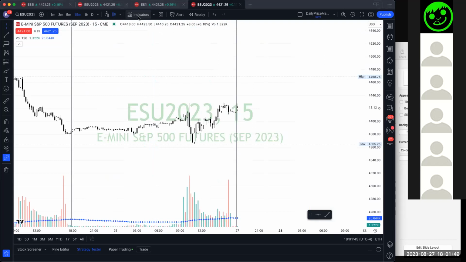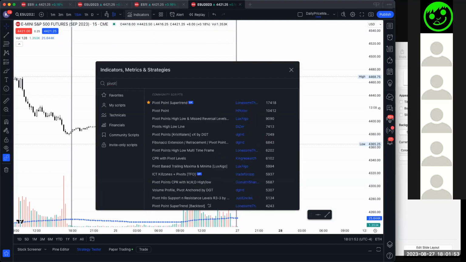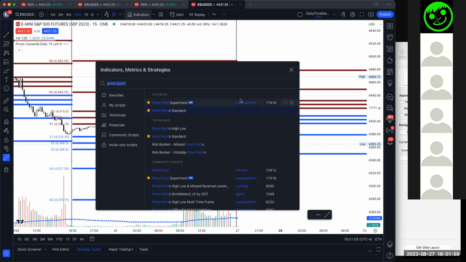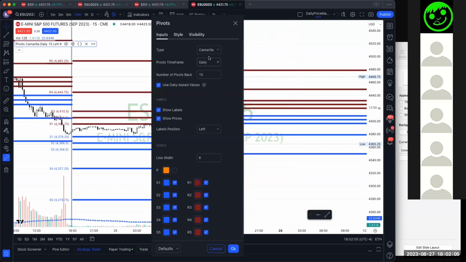What I'm going to do first is add pivot points. So I always add pivot points, standard, for instance. By default, it's loading up my Camarilla points. So I'm just going to double click it to show you the type of points. Here's Camarilla, there's Fibonacci, traditional.